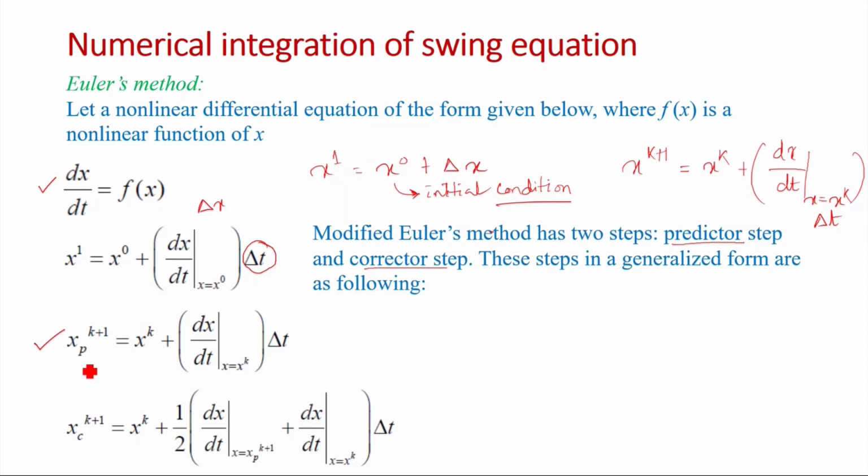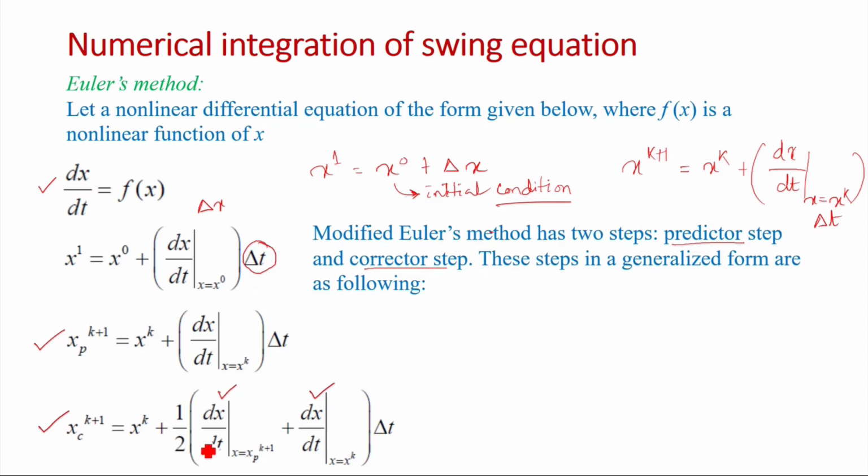That we can say predictor step as xpk plus 1, that is equal to xk plus dx by dt, which is evaluated at x equal to xk, into delta t. And similarly for corrector step, what we do, we'll take both the predictor step as well as the evaluation at xk and xpk plus 1, and we'll divide it by 2.